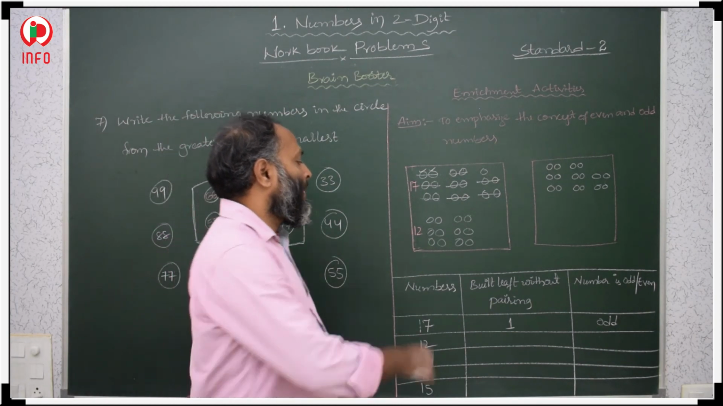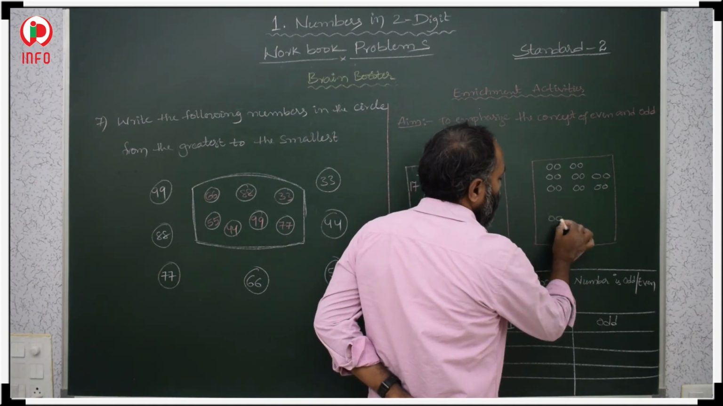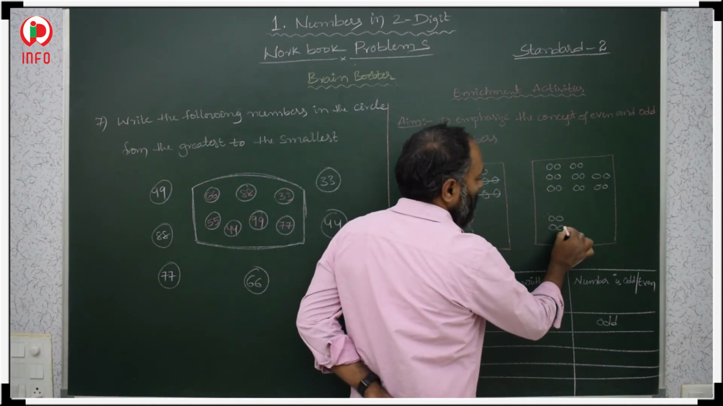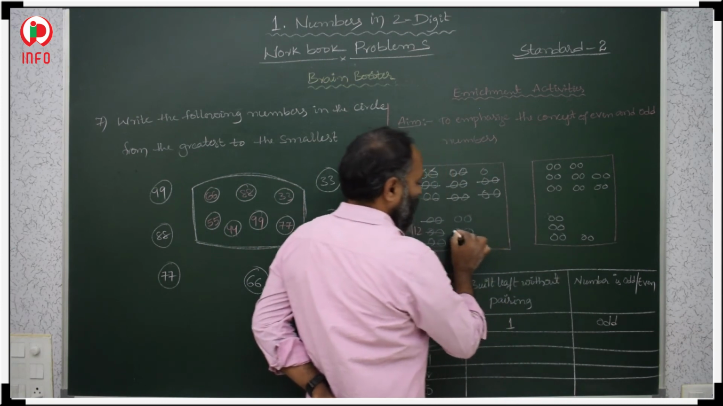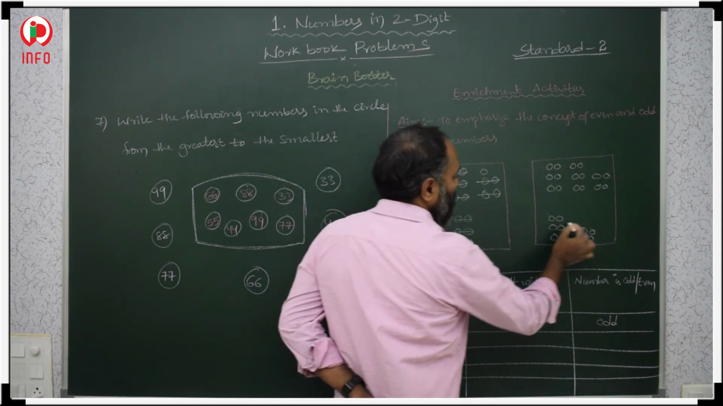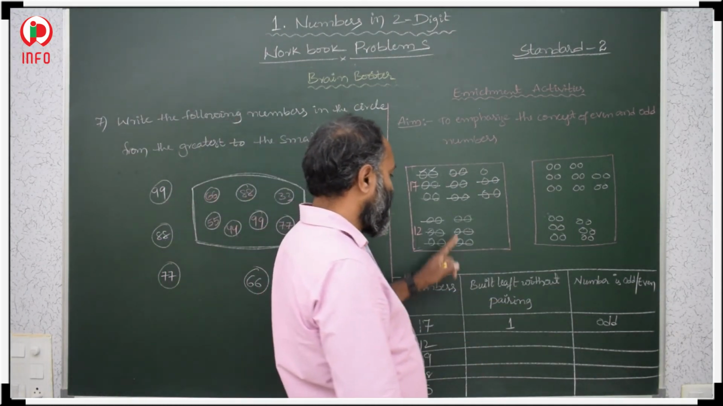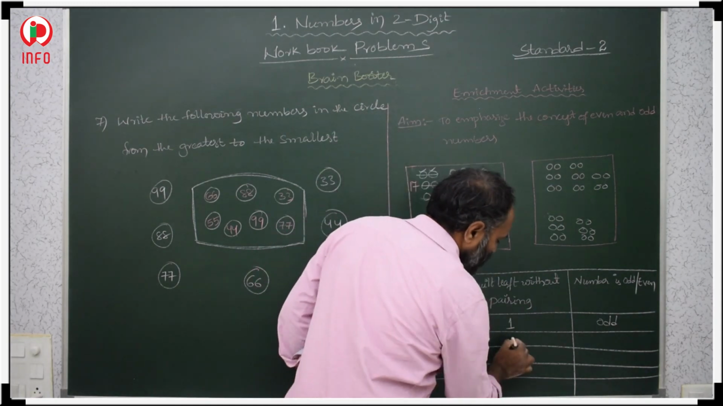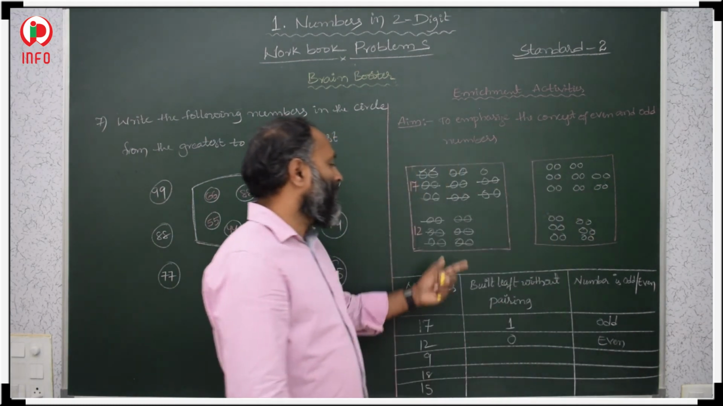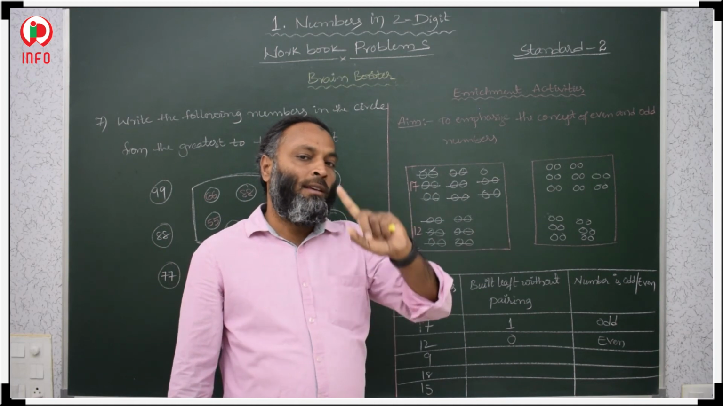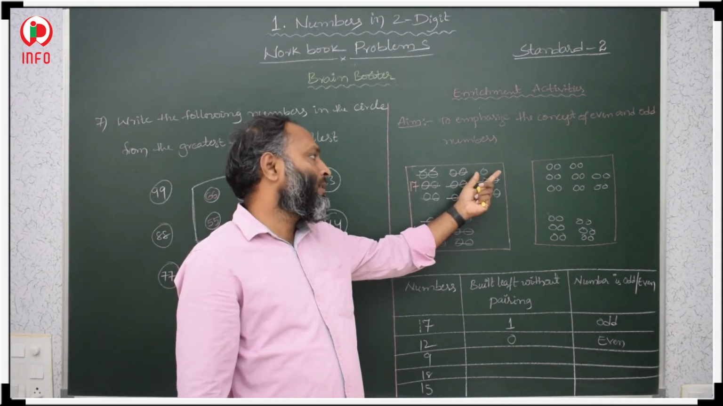In the same way, here 12 bindis are there. First we shift one pair, then the second pair, third pair, fourth pair, fifth pair, and sixth pair. Total 6 pairs, 6 pairs make 12. No bindis are left here, so 0 bindis. So this is an even number. If no bindis are left without pairing, the number is even. Here 12 is even. Here one bindi is left without pairing, so this is an odd number.